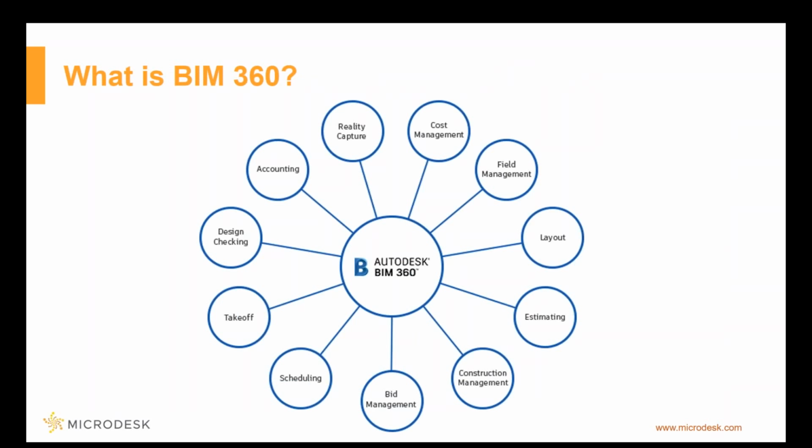So just generally, what is BIM 360? It was all these different modules, and they've brought it together into one platform. So we can now think of it more as what are the tasks that you would use BIM 360 for. We can bring in our reality captures and share them with the team. We can do cost management, field management, estimating, scheduling takeoffs, design checks. All these types of tasks are handled through BIM 360.